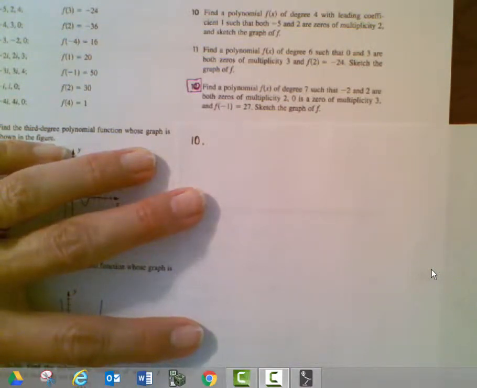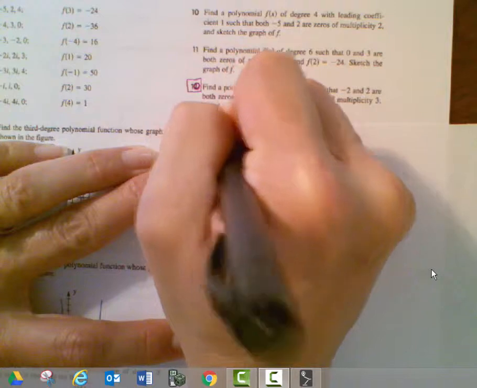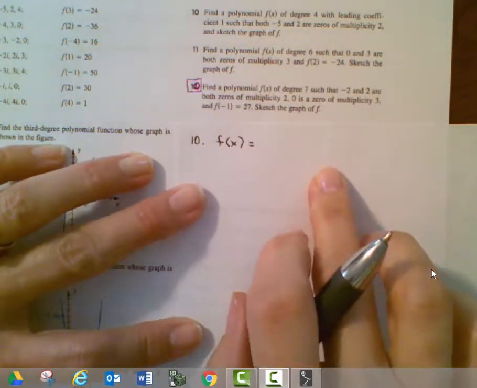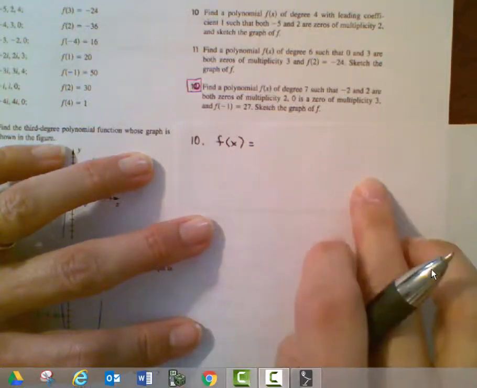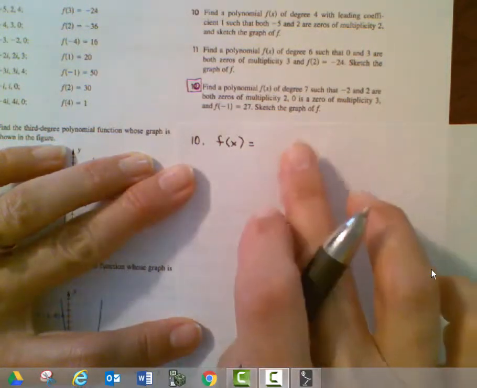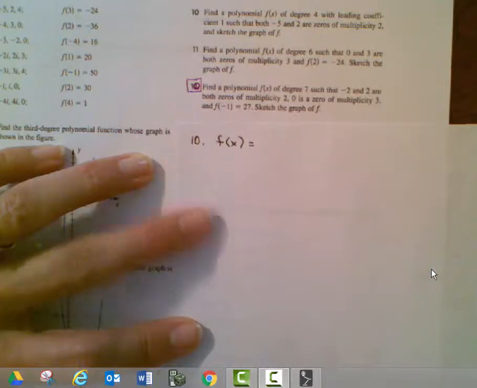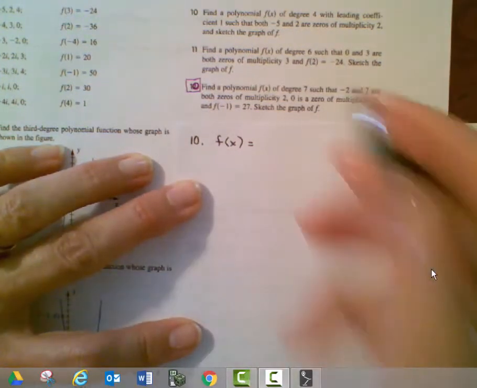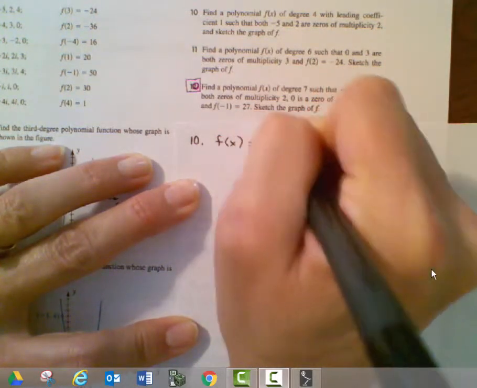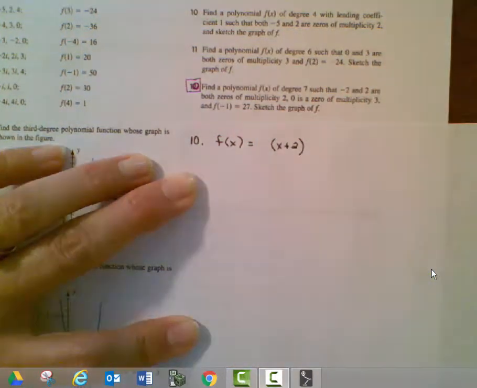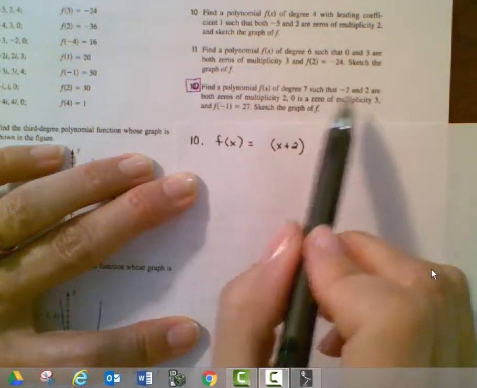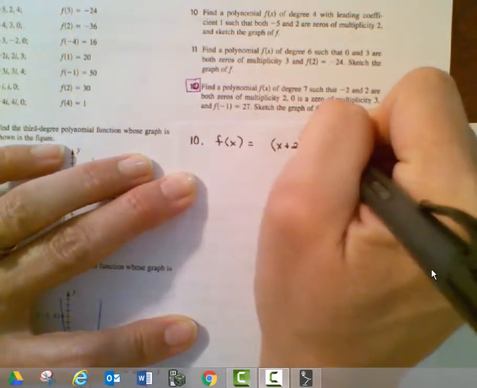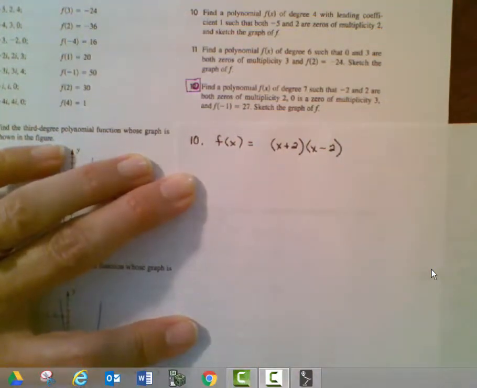If we're looking for a seventh degree polynomial, that means that whatever factors I have, their exponents have to add up to 7. And if -2 is a zero of the polynomial, then x plus 2 has to be a factor. And if 2 is a zero of the function, then x minus 2 has to be a factor of the function.